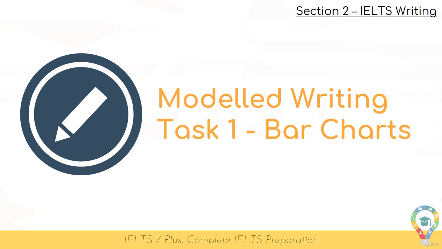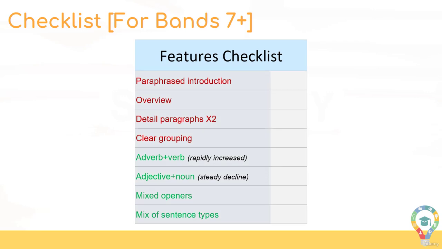So before we take a look at the question, let's go over the checklist one more time. This features checklist is exactly the same for any graph, chart or table question because the language is going to be the same in terms of the adverb plus verb, the adjective plus noun. We can use both those features for any graph, chart or table question.